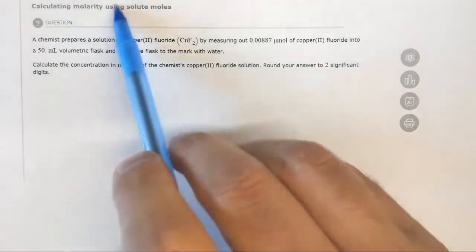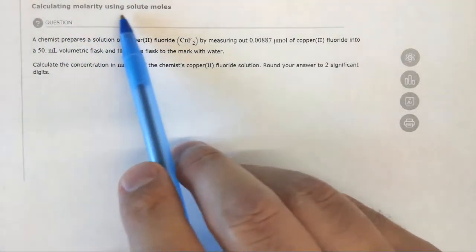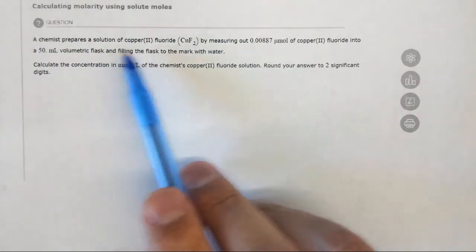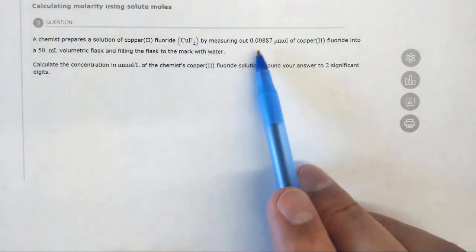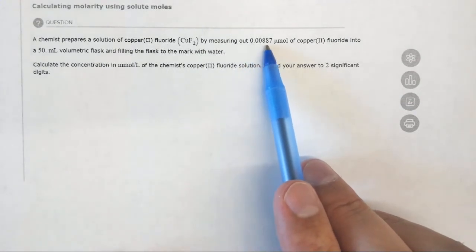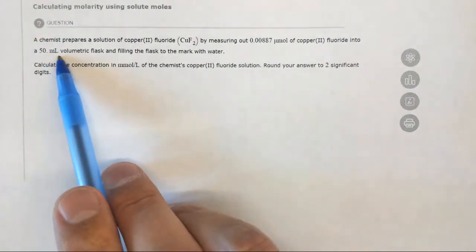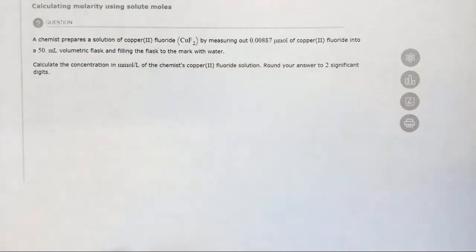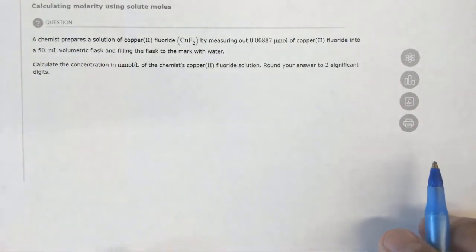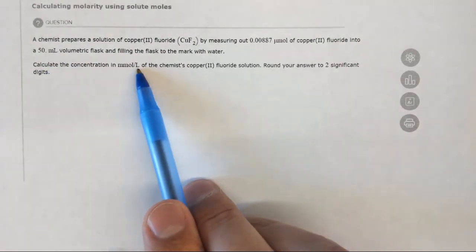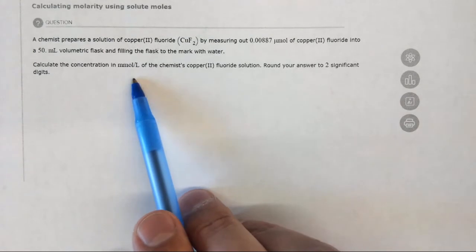This question is somewhat inappropriately labeled calculating molarity using solute moles. A chemist prepares a solution of copper 2 fluoride by measuring out 0.00887 micromoles of copper 2 fluoride into a 50 milliliter volumetric flask and filling the flask to the mark with water. And then it says calculate the concentration in millimoles per liter for this solution.